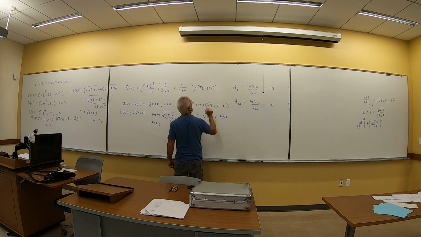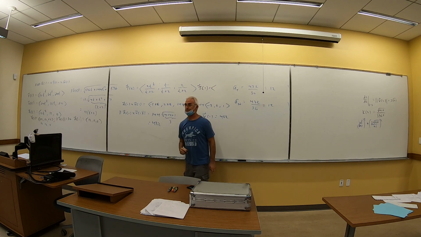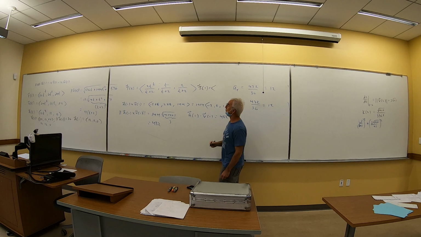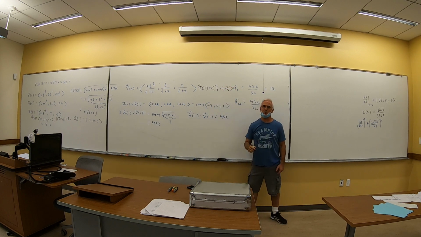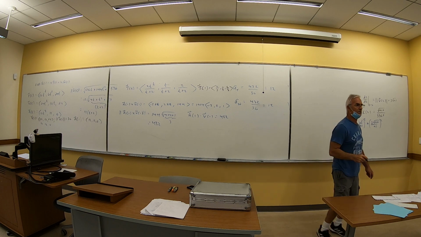What's T of 1? It's 2/3, 1/3, 2/3. 2/3 squared plus 1/3 squared plus 2/3 squared is 1, in fact.